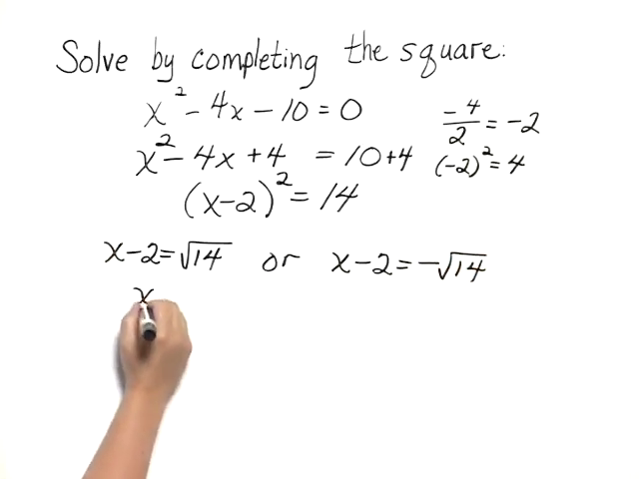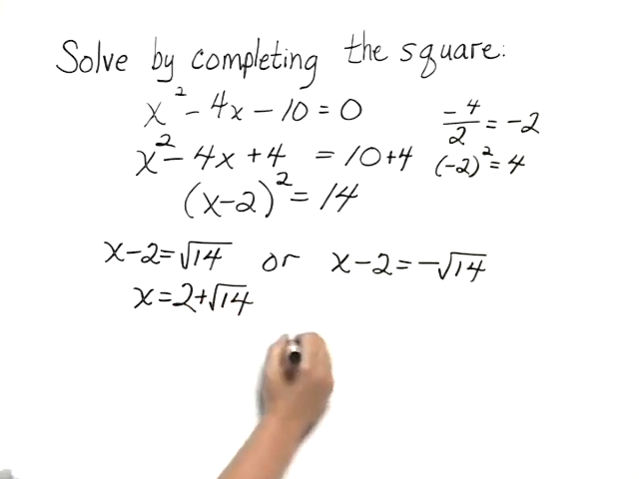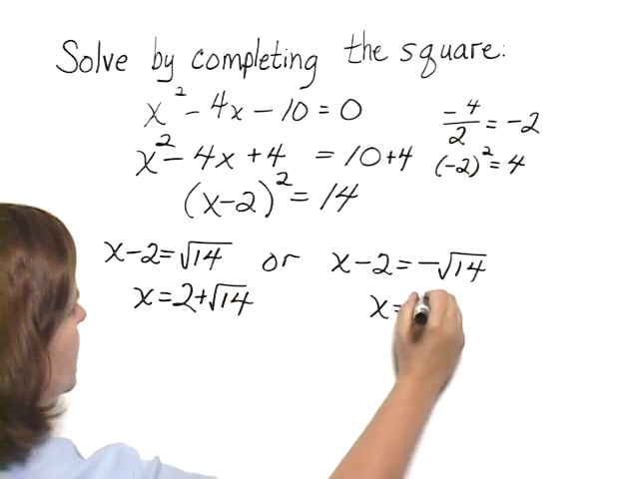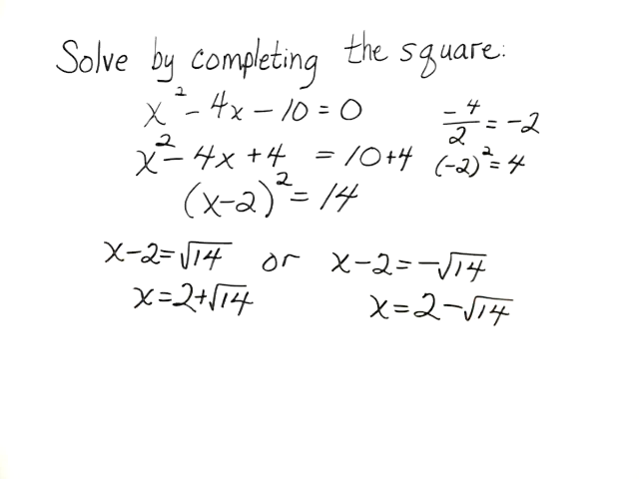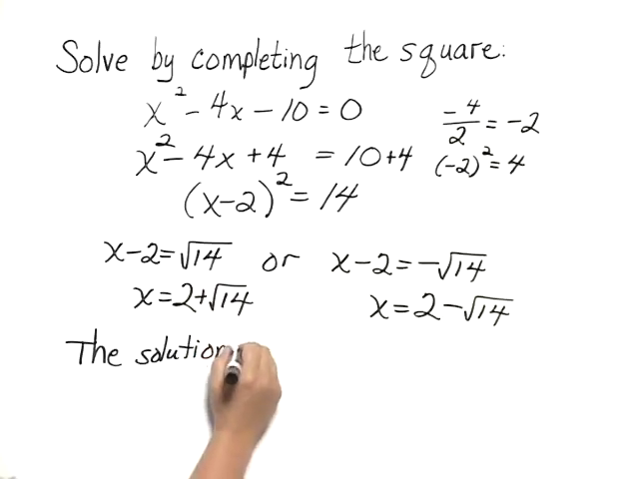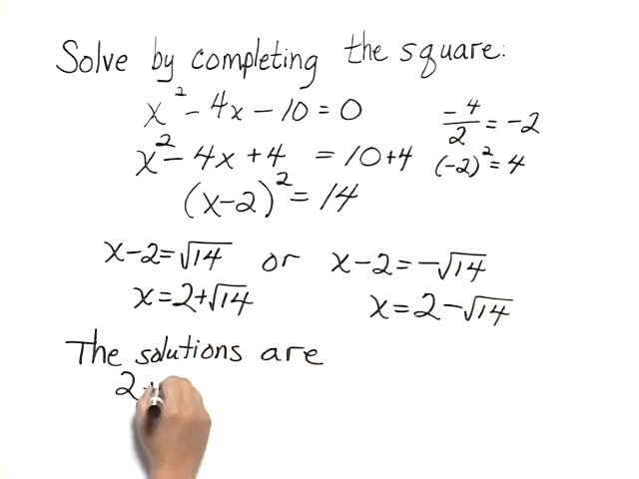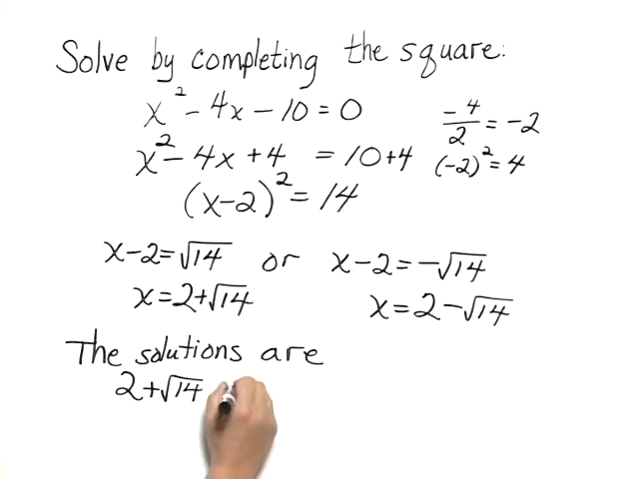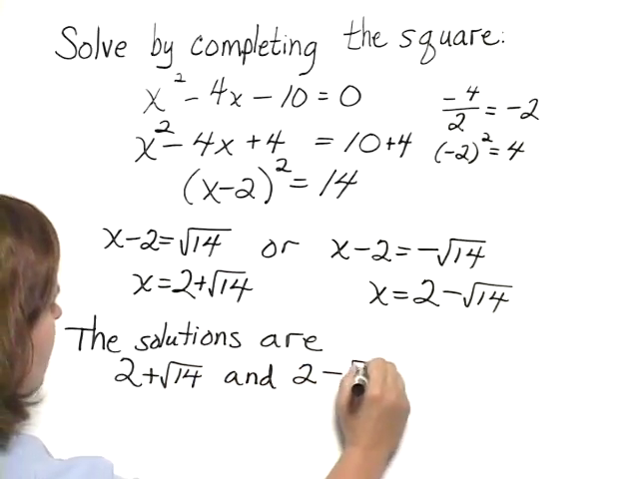Adding 2 to both sides, x equals 2 plus the square root of 14, or x equals 2 minus the square root of 14. Both of these check, and I would state then that the solutions are 2 plus the square root of 14 and 2 minus the square root of 14.